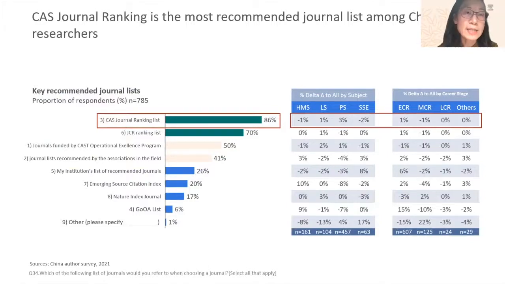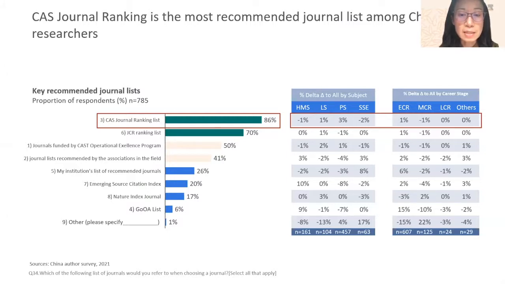So let's first take a look at the CAS Journal Ranking List. It is the most recommended journal list among Chinese researchers, based on our author survey last year. We put together many different journal lists for the question about which journal list is the most recommended for their choice upon publishing an article. So it is of no surprise that the CAS Journal Ranking List is the first choice, even before the JCR ranking list. And this overwhelming percentage of 86% also has little deviation across different subjects, no matter whether a researcher is from health science, life science, physical sciences, or even social sciences.